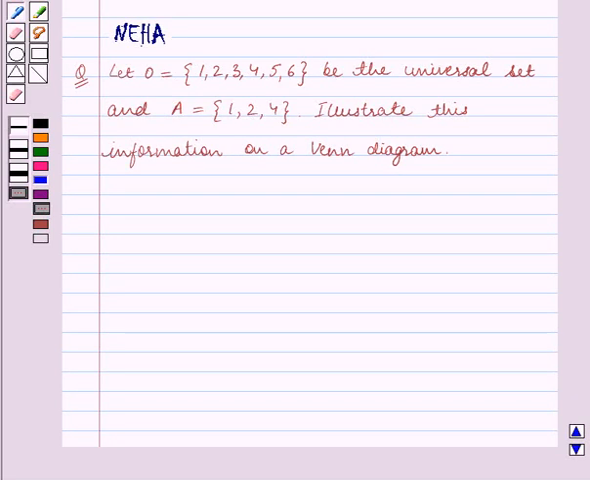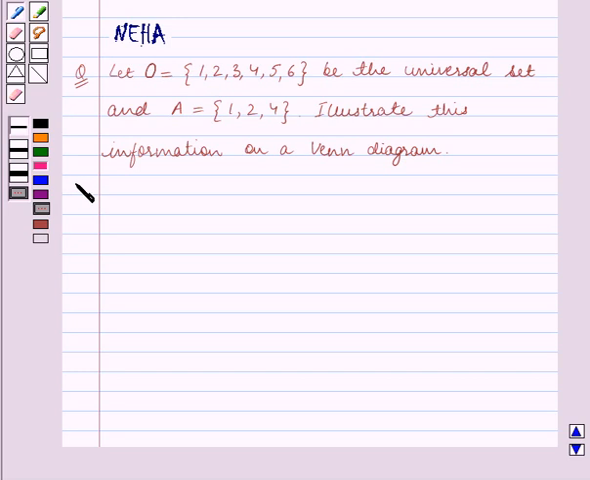In this session, we will discuss the following question. The question says, let O be equal to the set containing the elements 1, 2, 3, 4, 5, 6, the universal set, and A is equal to the set containing the elements 1, 2, 4. Illustrate this information on a Venn diagram.